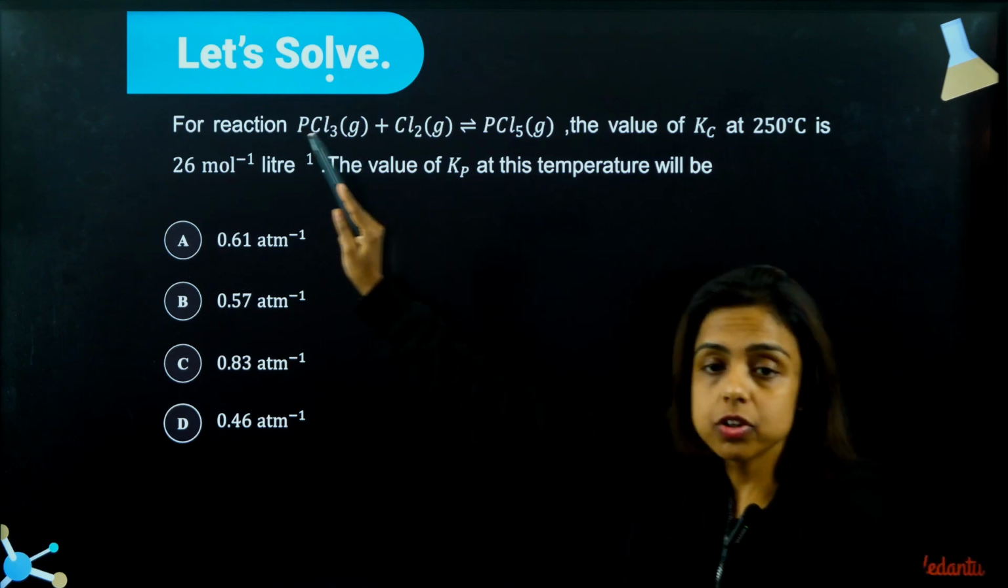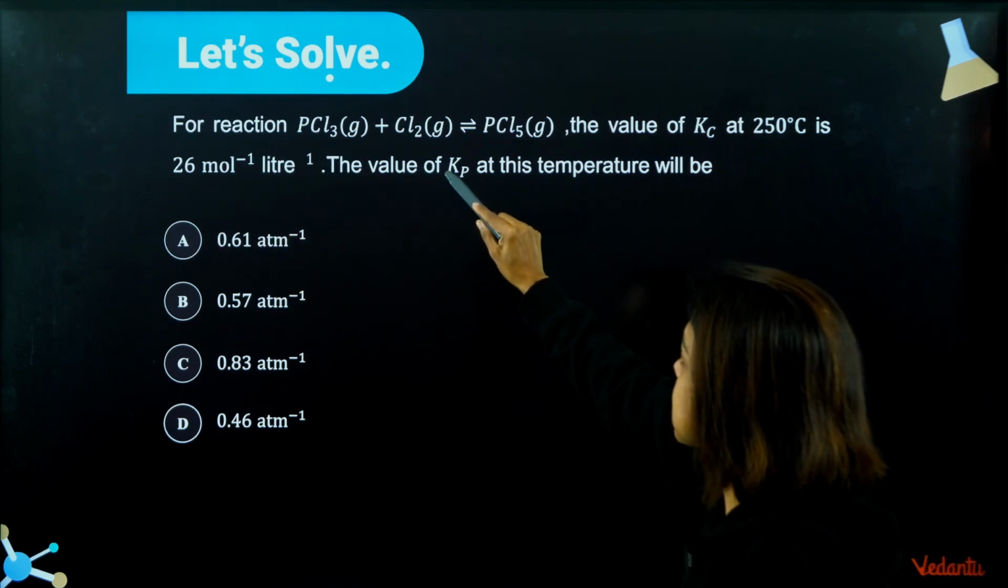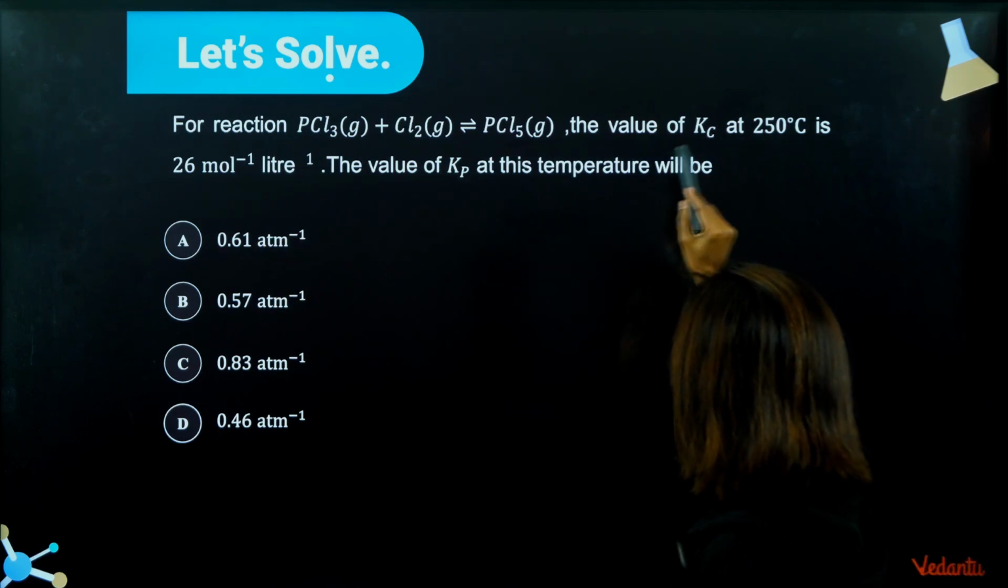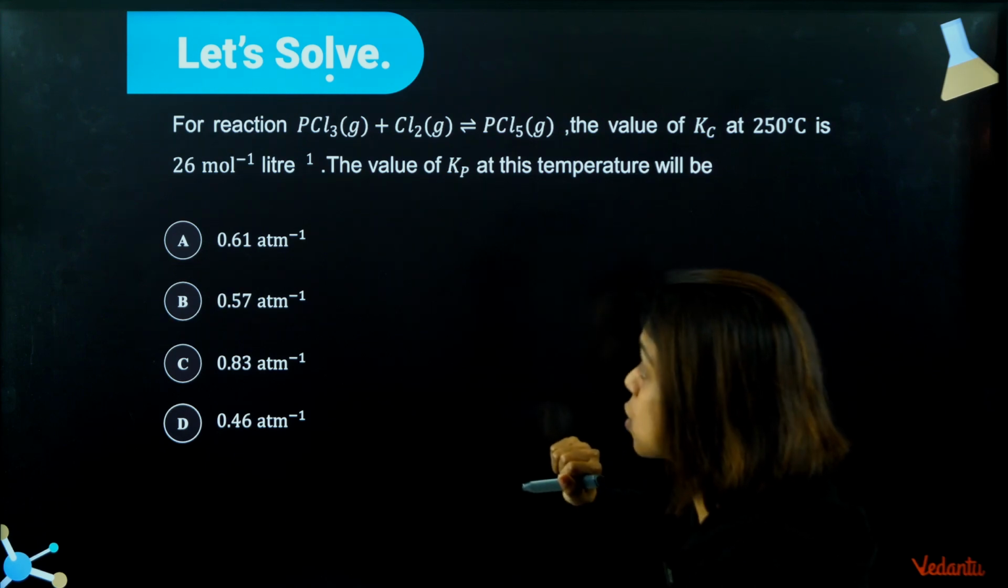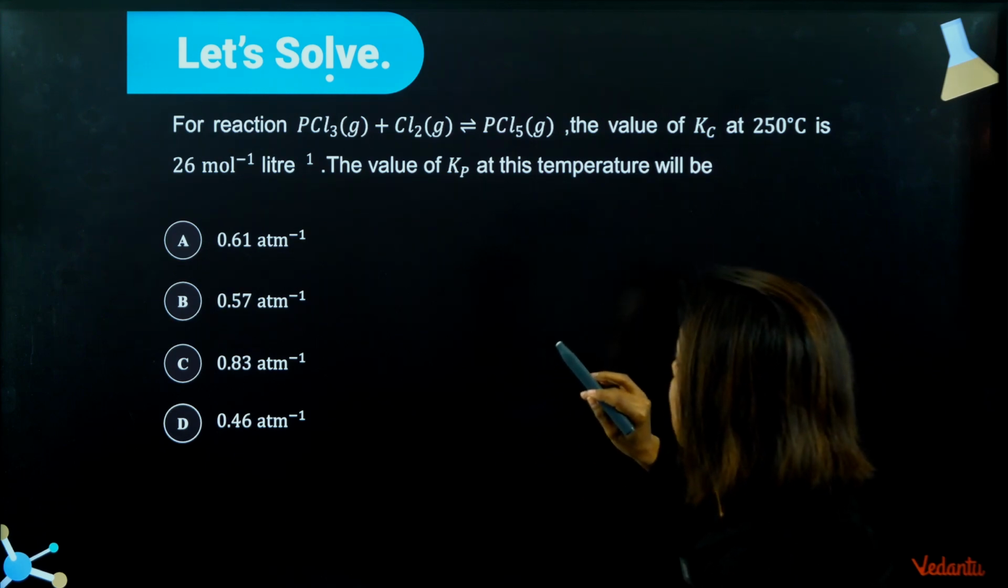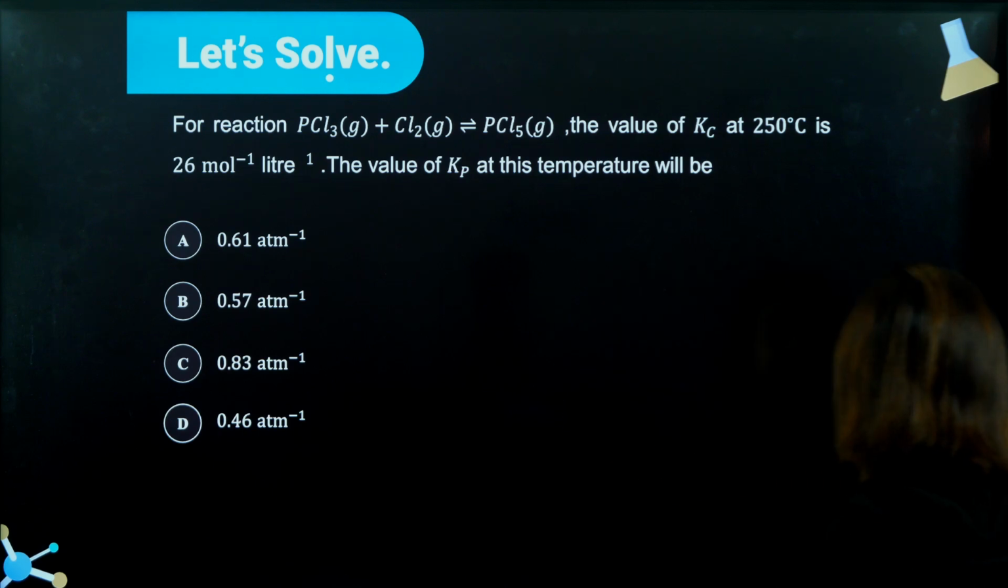Okay. Now the question is, for the reaction PCl3 plus Cl2 gives PCl5, the value of Kc at 250 degrees Celsius is 26 mole per liter. What is the value of Kp for this reaction?